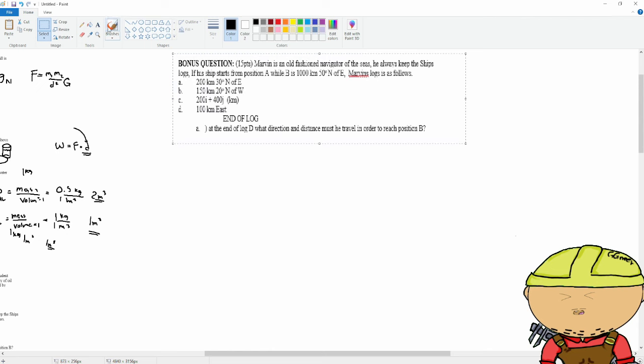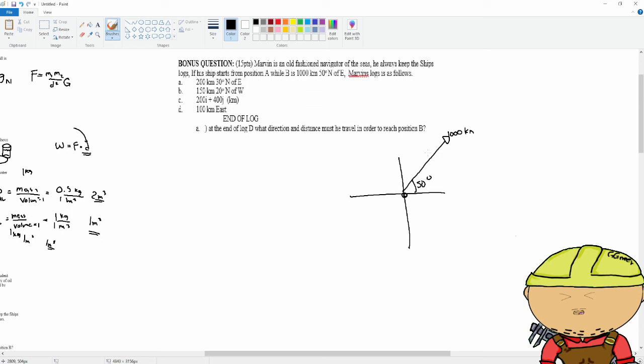Bonus question. Marvin the Martian is an old-fashioned navigator of the seas. He always keeps the ship's logs. If the ship starts from position A, then B is 1,000 kilometers east, 50 degrees north. Okay, so A is here, 1,000 kilometers, 50 degrees north.